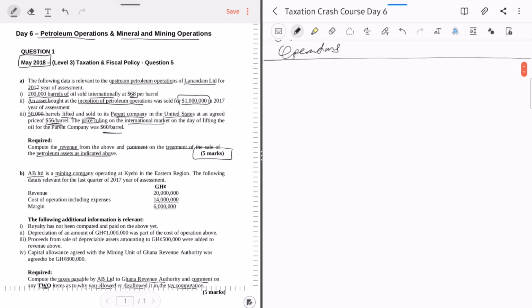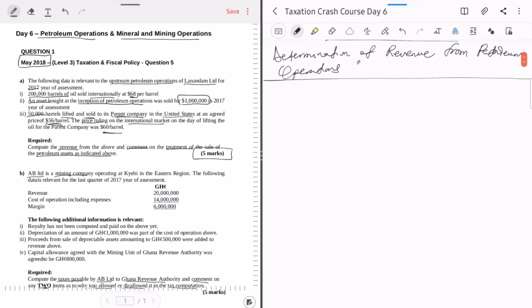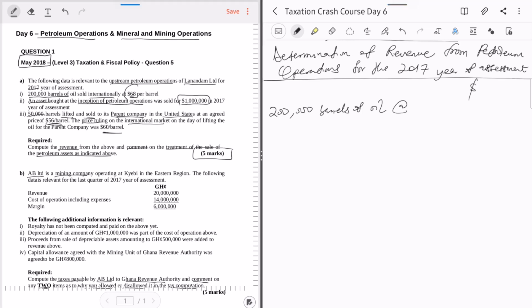So simple. Let's even add it for 2017, since they gave us that. Always add the year of assessment when it's given. Okay, so we've been given what? It's in dollars, right? So this is in dollars. We have 200,000 barrels of oil at $68 per barrel, is it? Let me clean this so I can see clearly.